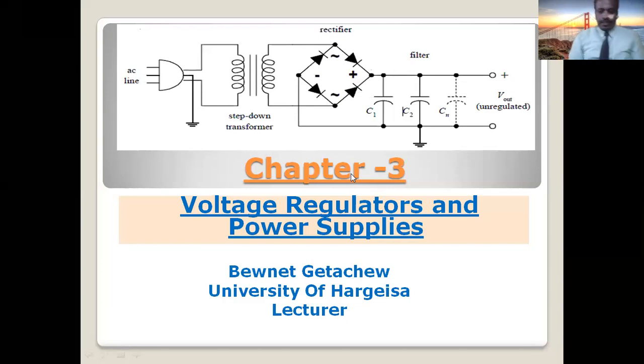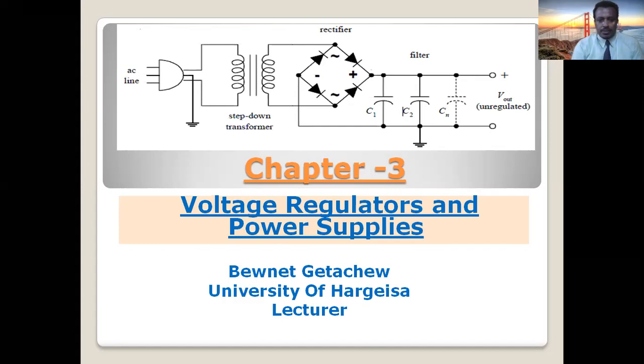Okay, as I said, let's continue. Let's start our third chapter in our course, Engineering Electronics 2. As I said, in chapter 2, we discussed very important wave shaping circuits like clipper, clamper, and another very important device, the 555 timer. So now let's continue with chapter 3, which is another very important chapter.